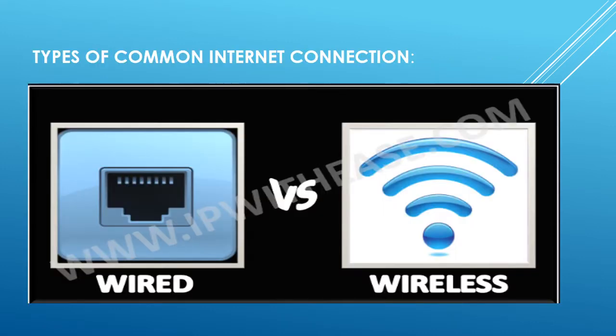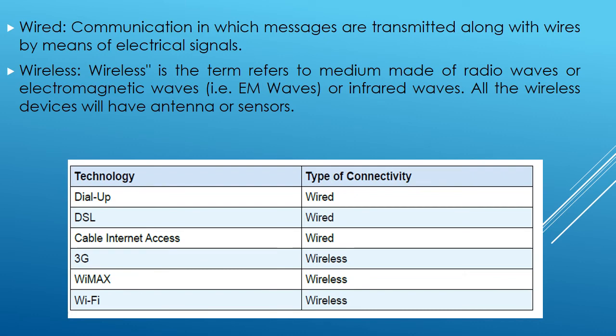Let's see about the different types of connections, that is, wired and wireless connection. Wired: communication in which messages are transmitted along wires by means of electrical signals. Wireless: the term refers to a medium made of radio waves, electromagnetic waves or infrared waves. All the wireless devices will have antennas or sensors. Dial-up, DSL and cable Internet access are wired connections, whereas 3G, WiMAX and Wi-Fi are wireless connections.